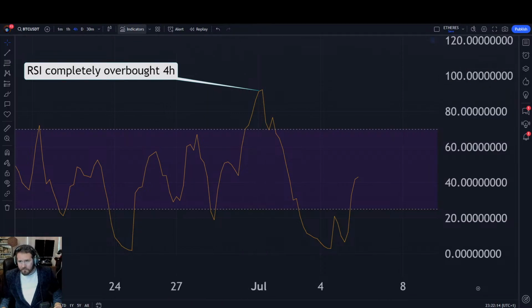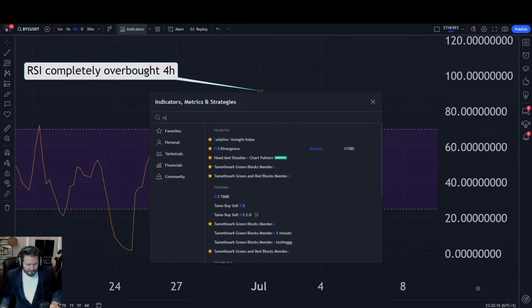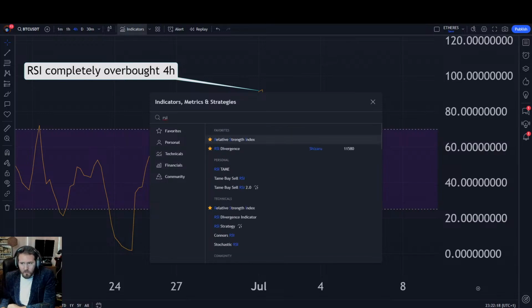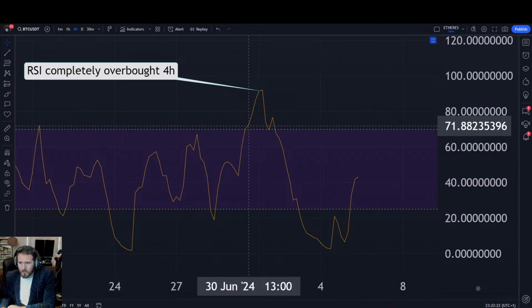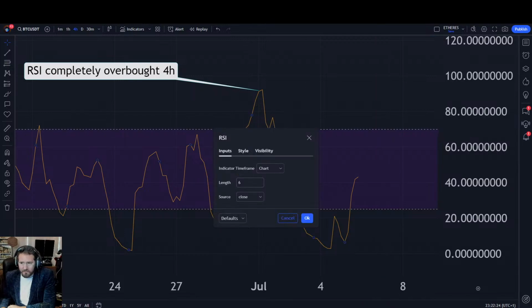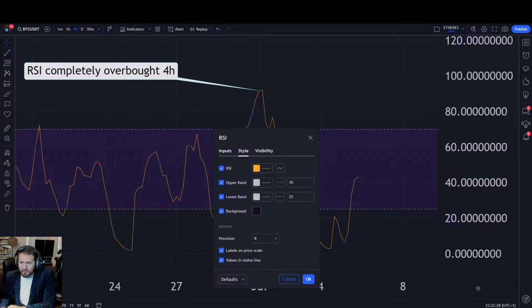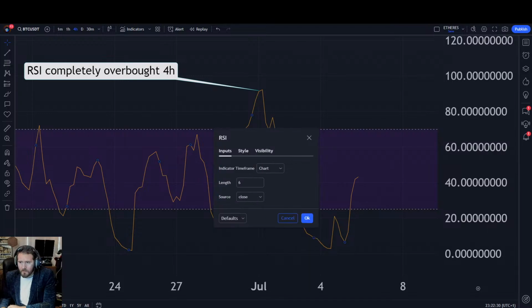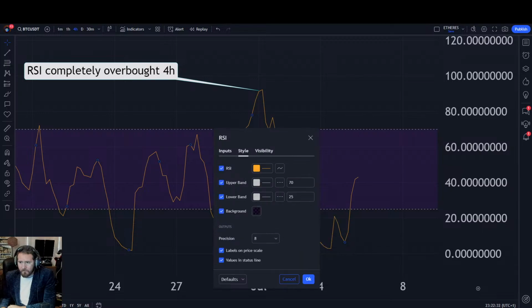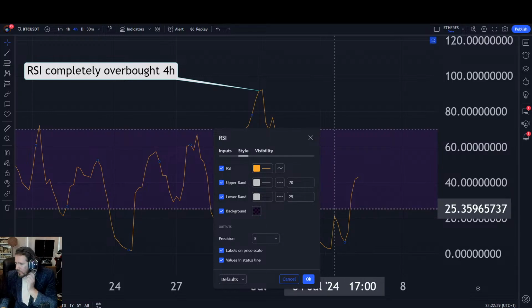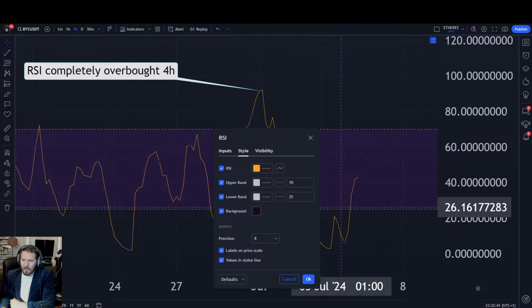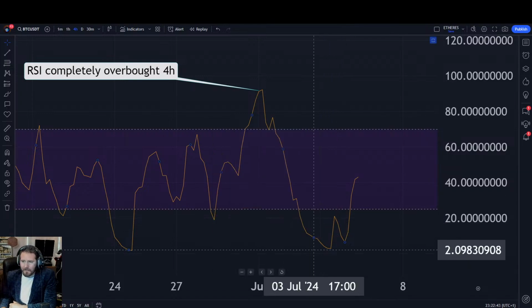If you guys don't know about this indicator, go to indicators, type RSI. It's going to pop up relative strength index. You add that to your chart. You can double click it to modify the settings. I put six for my length, just by default. And I like this orange color for my RSI. For the visibility, you can change it, but I just leave this by default, 70 and then 25 for the lower band. I like 25 for the lower band because I don't want to buy on 25. I want to buy much lower.